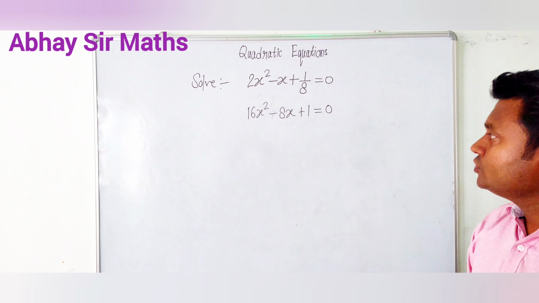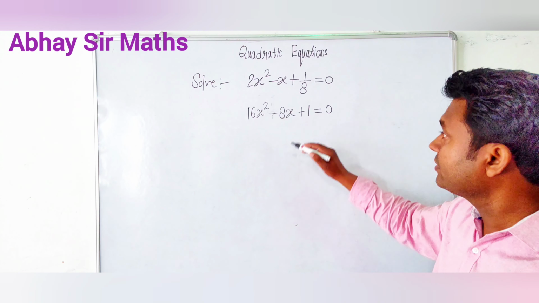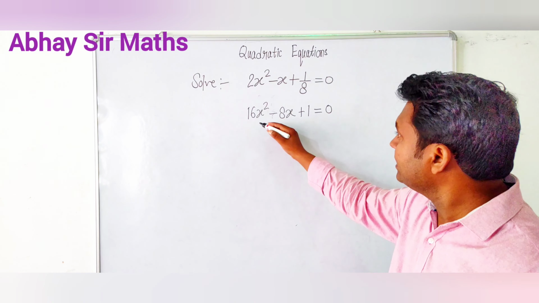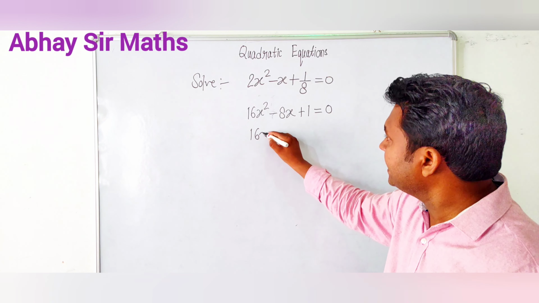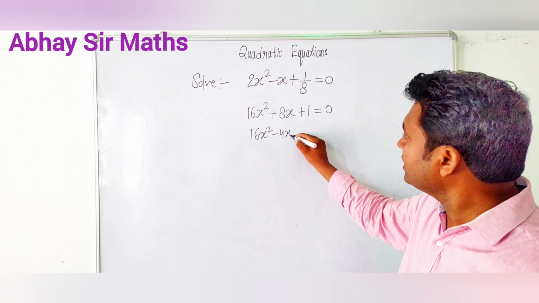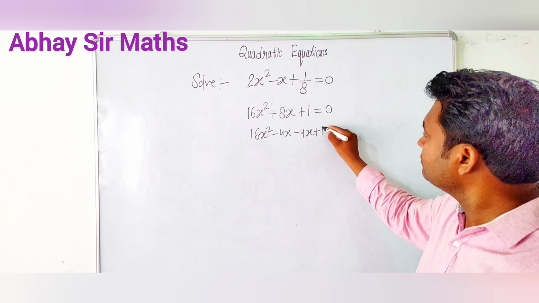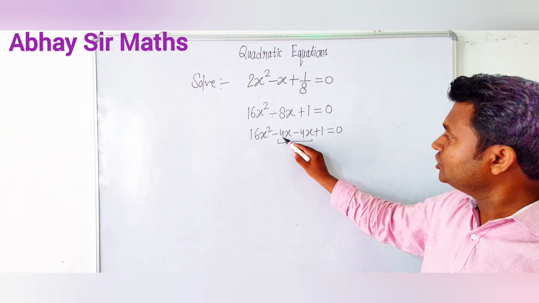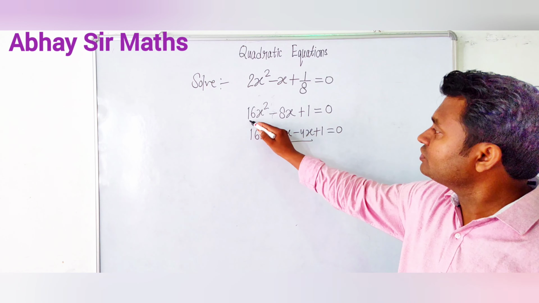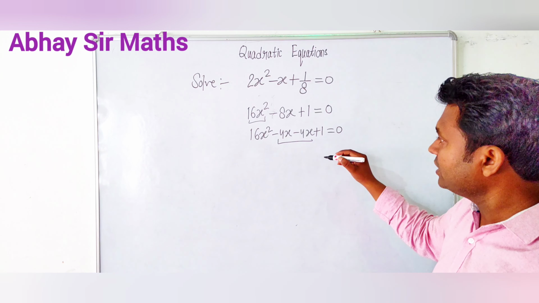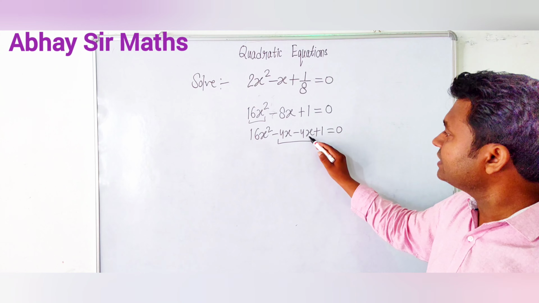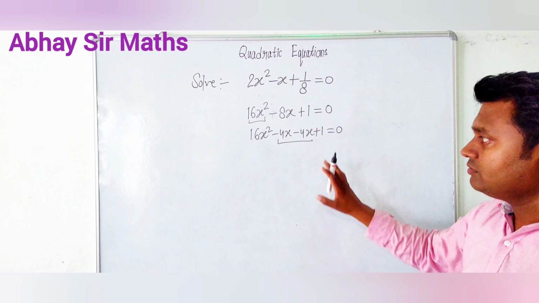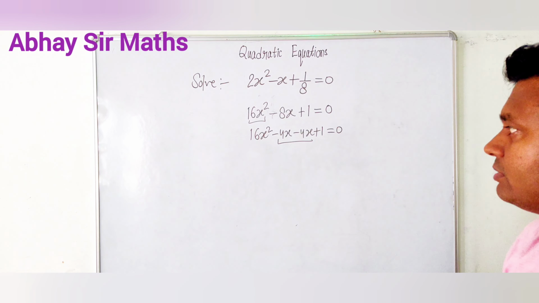All right, so now what we can do, using splitting the middle term, we can write 16x square minus 4x minus 4x plus 1 equal to 0. Now remember that when you multiply these two, you will get the multiplication of a and c. So if you multiply minus 4x and minus 4x, you will get 16x square. It means we are doing it correctly, there is no problem.